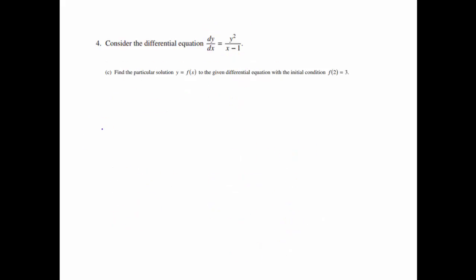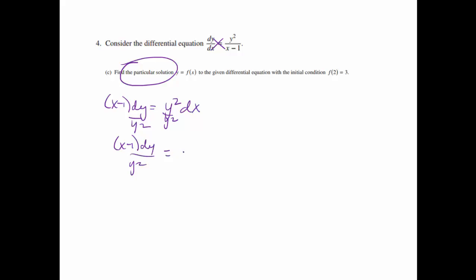Okay, part C, find the particular solution. So now they're finally asking me to find the solution to the given differential equation with initial condition f of 2 equals 3. So now we get to cross multiply. So we are going to get x minus 1 dy equals y squared dx. Notice that I do not have my variables matching up, so I'm going to divide both sides by y squared. So I'll have x minus 1 dy over y squared equals dx. Now I have to divide both sides by the x minus 1. So now I have dy over y squared equals dx over x minus 1.